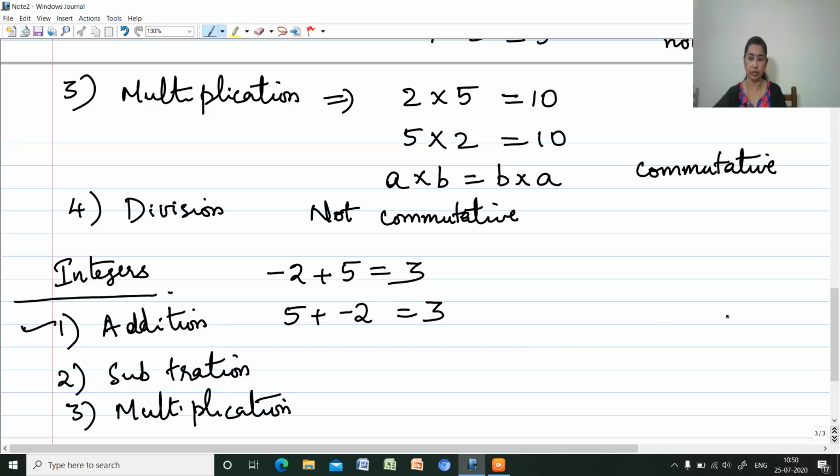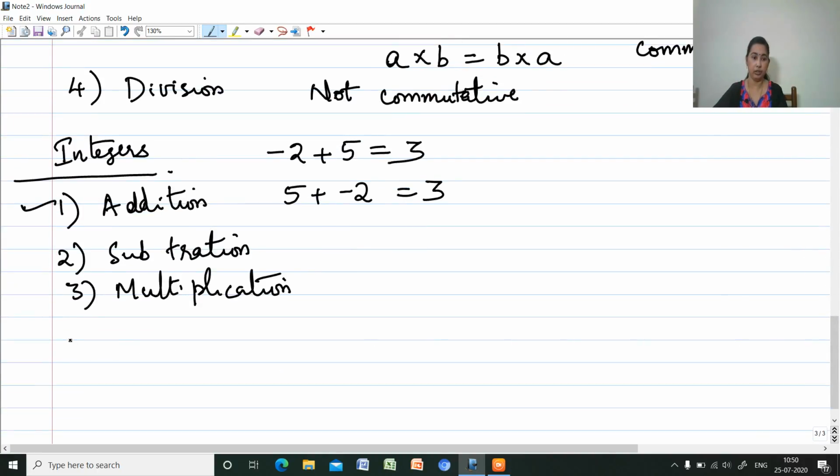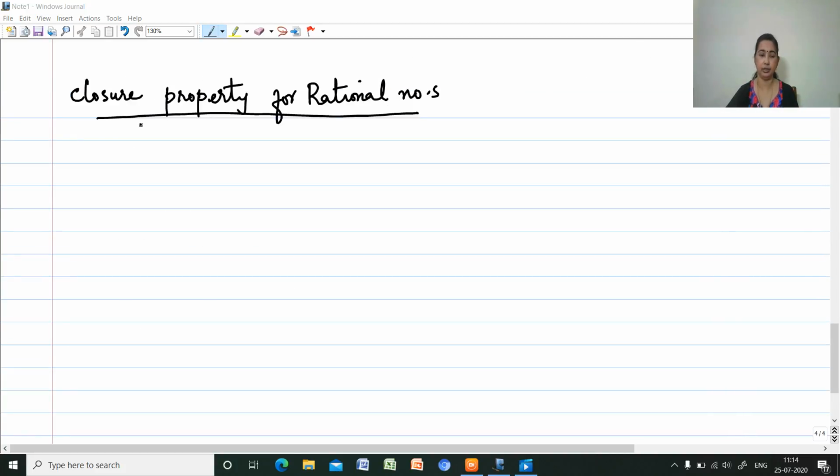Whereas division is not commutative, so I am not going further with that. So division is not commutative, multiplication is commutative, subtraction is not commutative, addition is commutative. We discussed the closure property for whole numbers and integers. Not only the closure property, we completed the commutative law also. So we checked commutativity and closure property for whole numbers and integers.